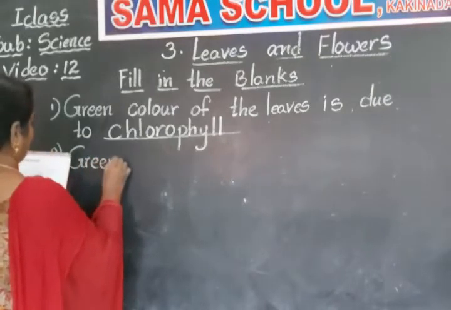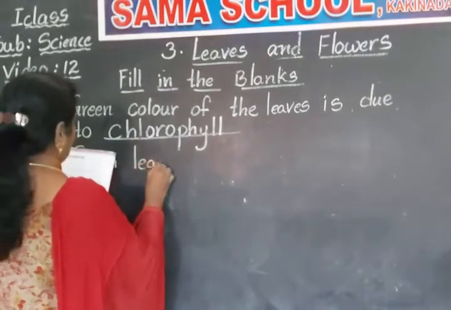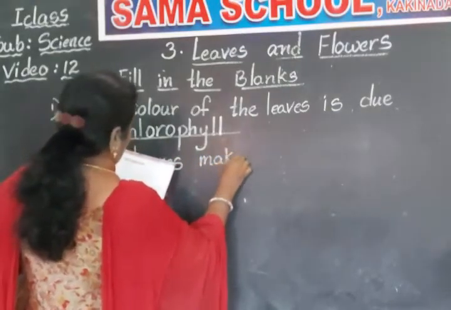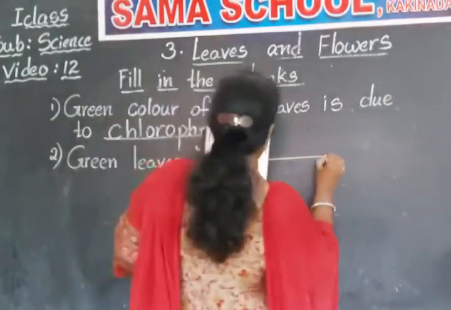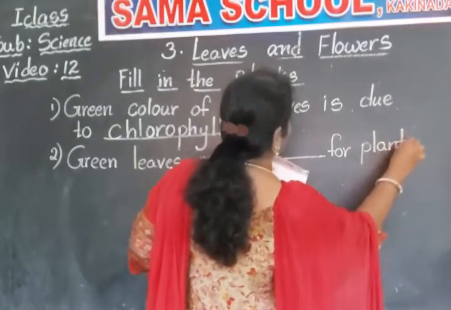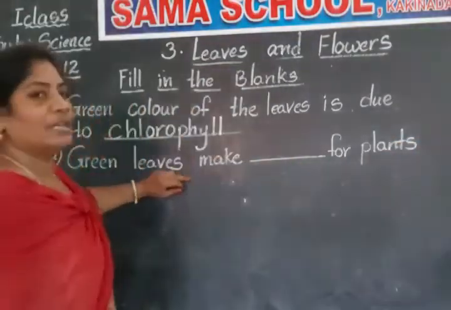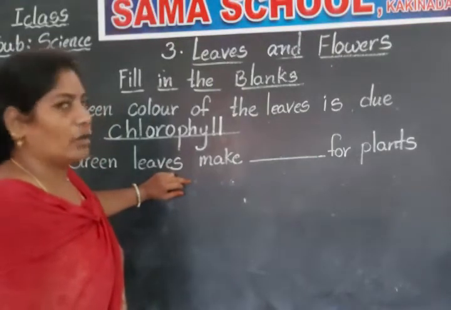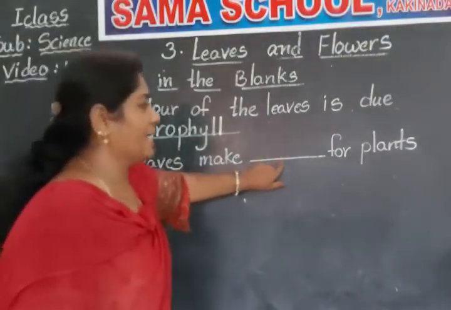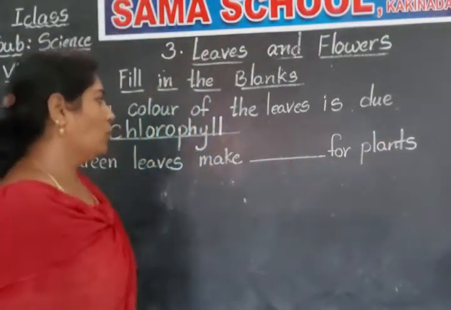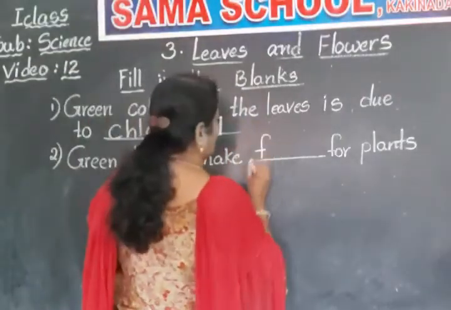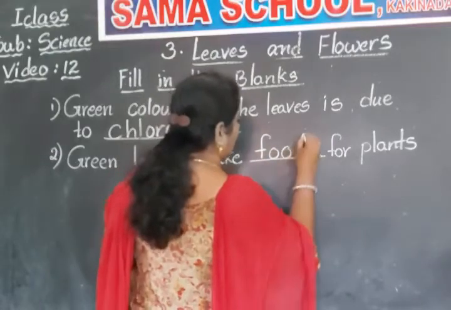Green leaves make dash for plants. What does the green part of the leaf prepare? I already explained in the lesson. Green leaves make dash for plants. What does it prepare? It prepares food. F O O D.